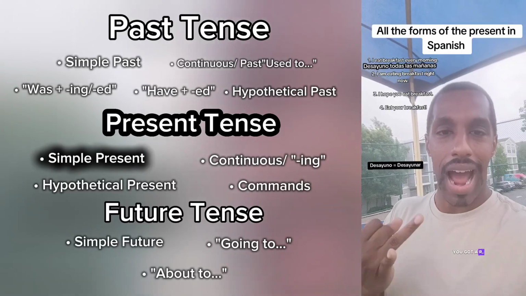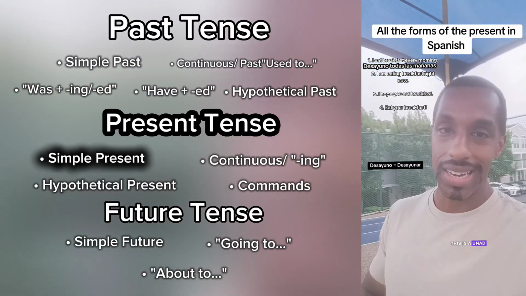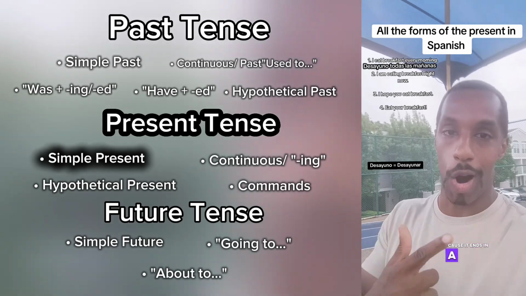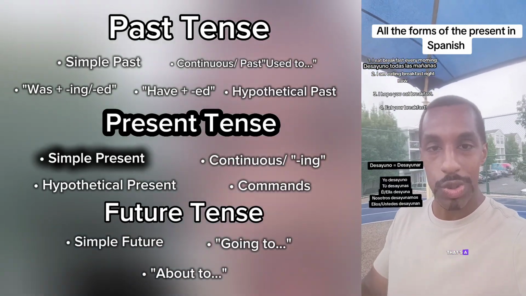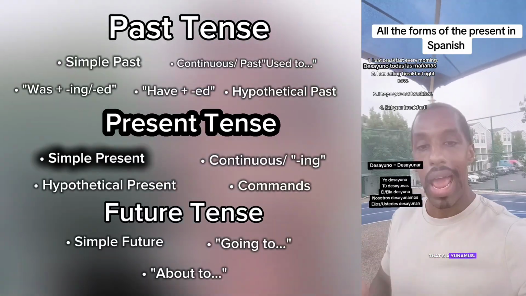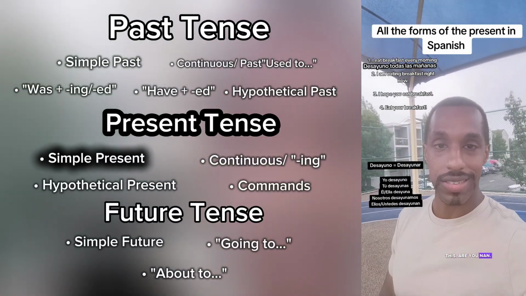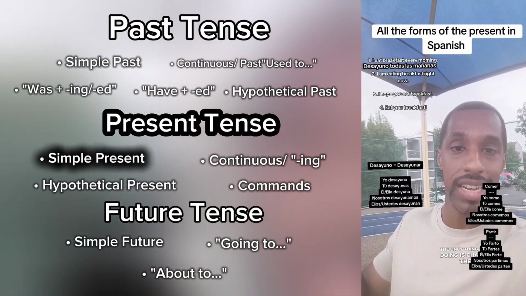So you got AR, IR, and ER verbs. Well, don't worry, they all conjugate basically the same. Desayunar is an AR verb because it ends in AR. So let me show you how to conjugate that real quick. Yo desayuno, tú desayunas, él, ella desayuna, nosotros desayunamos, ellos, ustedes desayunan. And it's basically the same for the ER, IR verbs. The only thing you're doing is changing the A to an E.